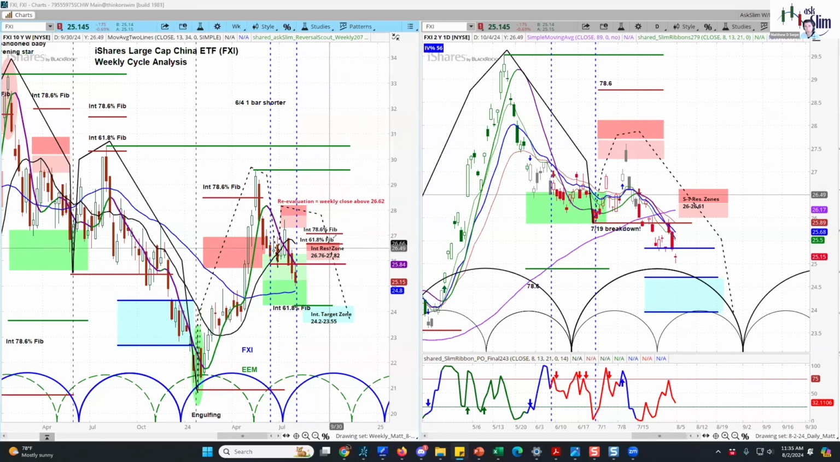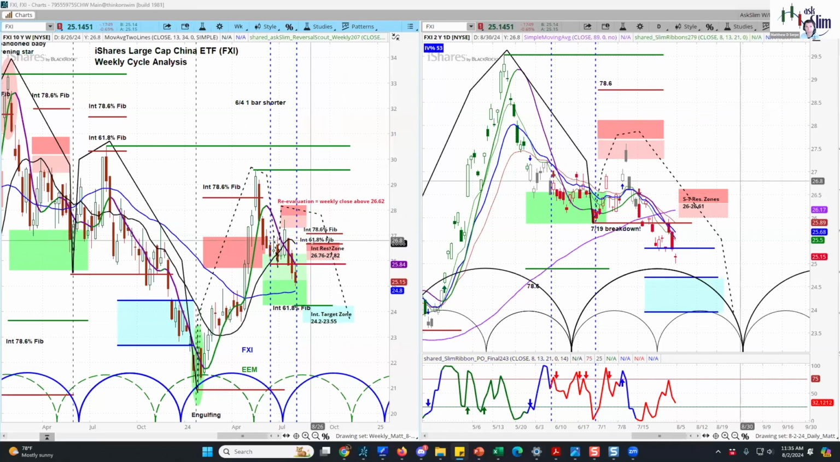So that's what you'd want to watch for, because that would neutralize this negative pattern and require reevaluation of those downside targets. If it was to break above the 78.6, that would negate the negative bias and actually would force me to look at a positive potential situation that could be developing.